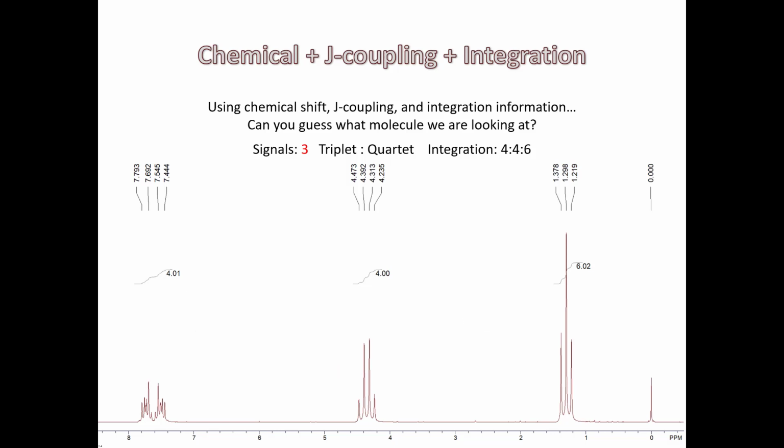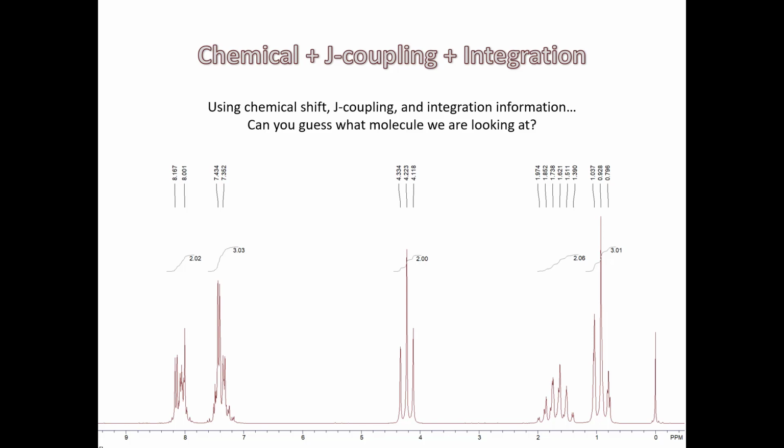So putting this all together, we see that this is a spectrum of diethyl phthalate. You notice that it's ortho-substituted on the benzene ring, and the methylene groups are next to an oxygen, which is going to de-shield them. Similarly, the integrations come out right, 4 for the benzene ring, and we have 2 ethyl groups that are equivalent.